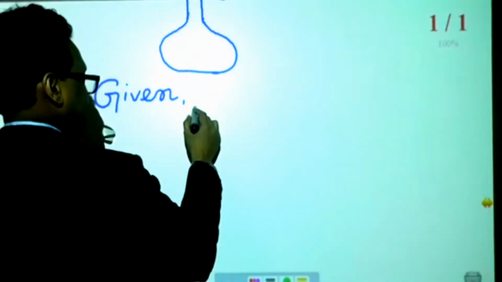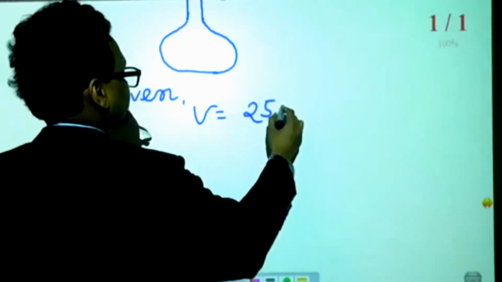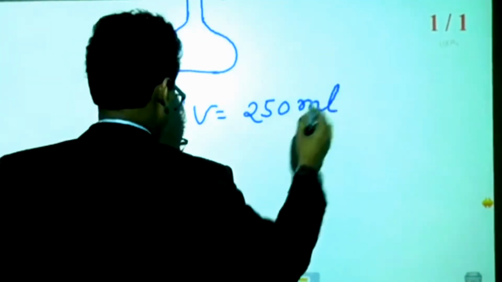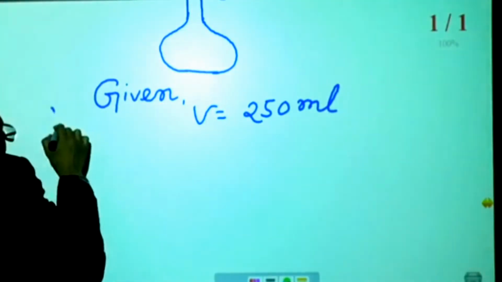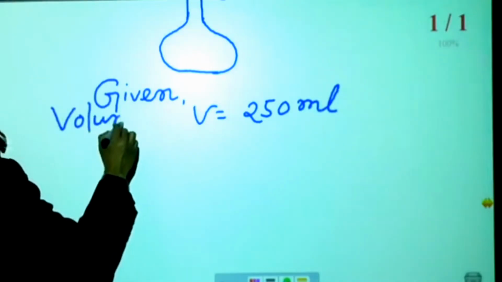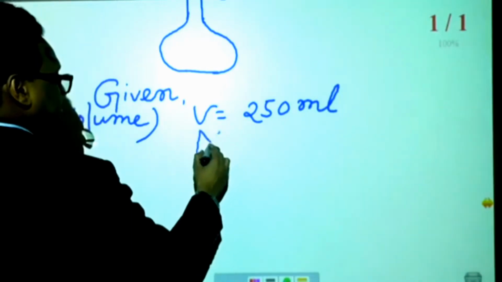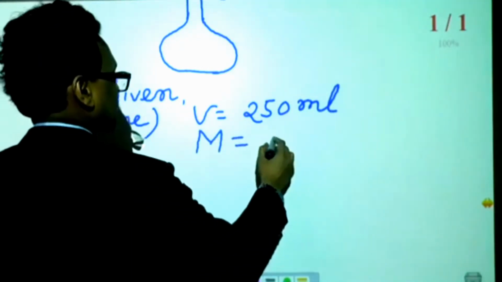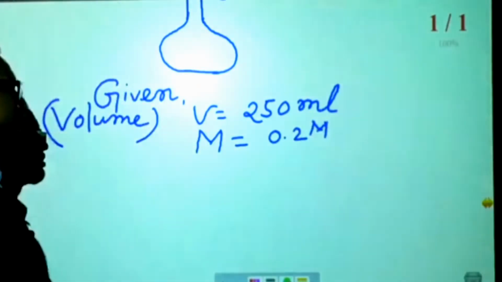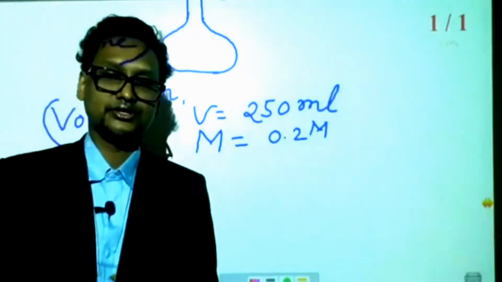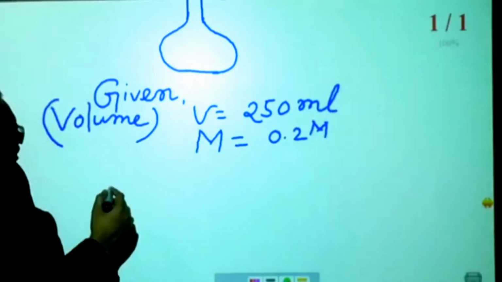Volume will be 250 milliliter solution. V for volume, my dear. You can write here also volume V, and molar M. Molar or molarity or concentration 0.2 molar. Here it's given. The unit of molarity is capital M.